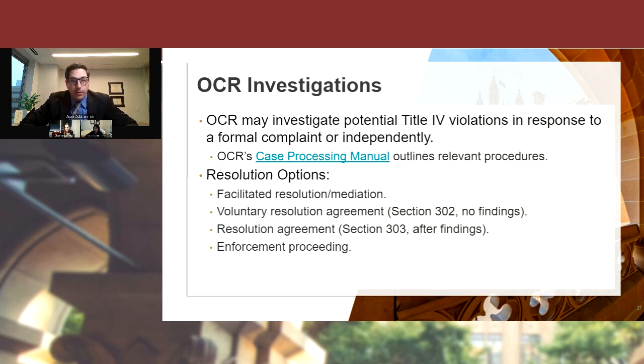So OCR goes through the entire process, comes out with findings, finds that there was a violation, then the school can engage in a resolution agreement to satisfy their obligation. And last, if they cannot agree to a resolution, is an actual enforcement proceeding. That's when the bad consequences that I think Leah talked about in the beginning can happen, and certainly schools do not want to end up in enforcement proceedings there.